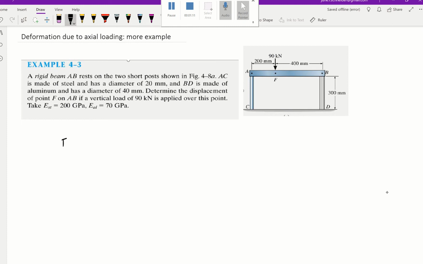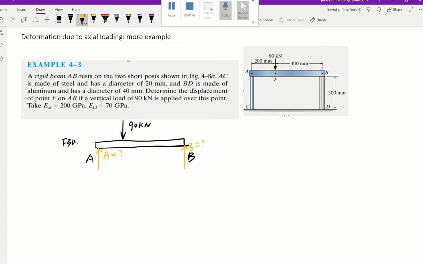If we were just looking at the FBD of this beam AB only, just like how we look at a frame, we look at each member. Here we look at AB. There's a 90 kilonewton load right here, and at point A there's going to be a support reaction, and also at B as well. We want to find the support reactions at A and B, and how do we solve that? This is quite straightforward. We can quickly get that information.